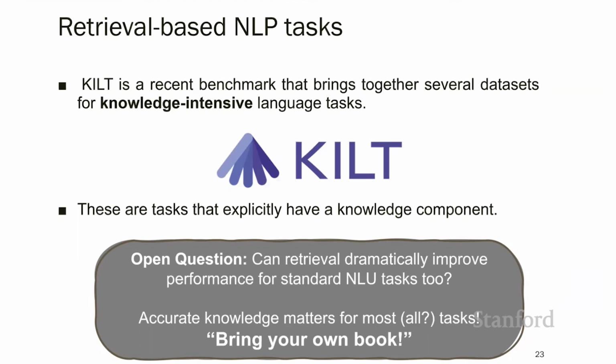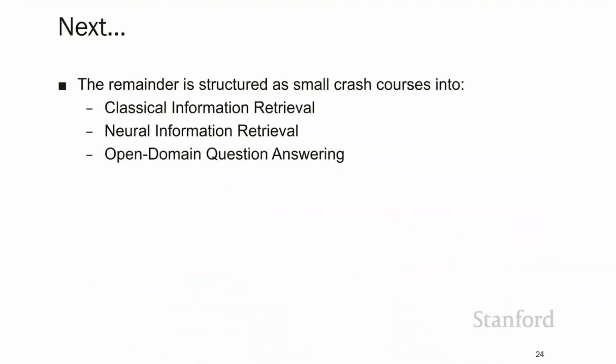Well, this remains an open question, but I think that accurate knowledge matters for most, if not all, of our language tasks, and that converting many of these tasks to an open book or bring your own book approach may be a promising way to tackle these tasks in practice. In the remainder of this unit, we will dig deeper into traditional methods and metrics for information retrieval, and then explore recent advances in neural IR, which will make a lot of use of our NLU models like BERT, but in new and creative ways. And then we will finally discuss open domain question answering in more depth as one of the most mature applications of NLU plus IR.